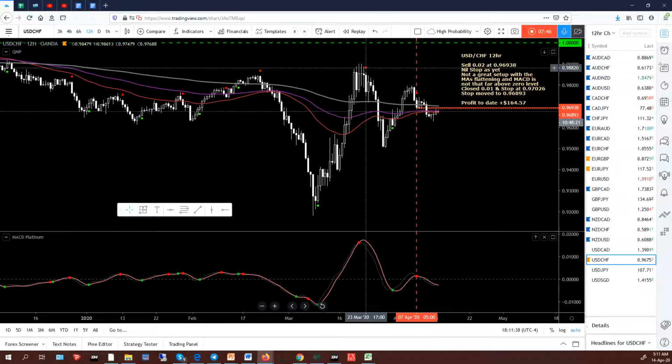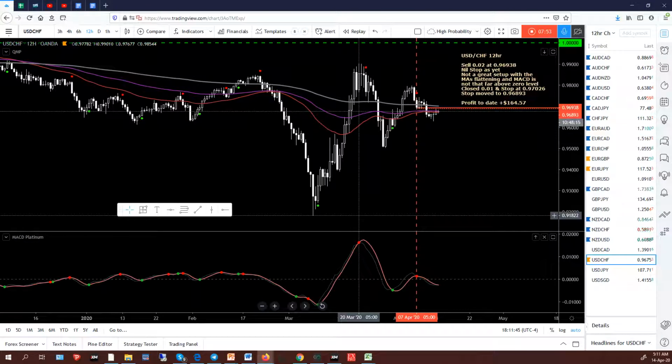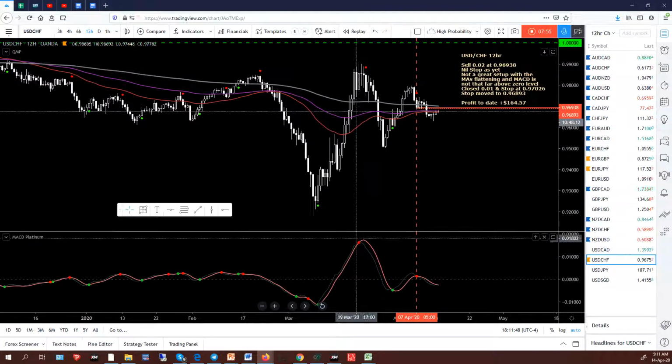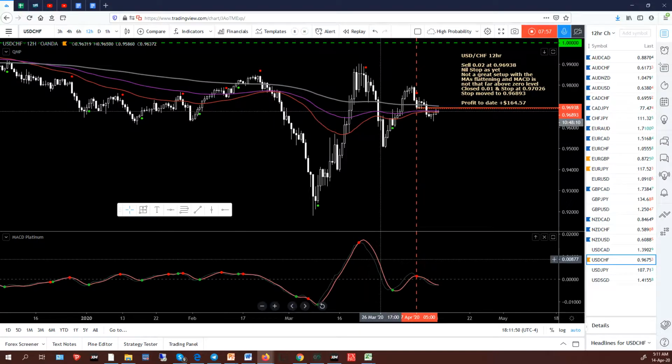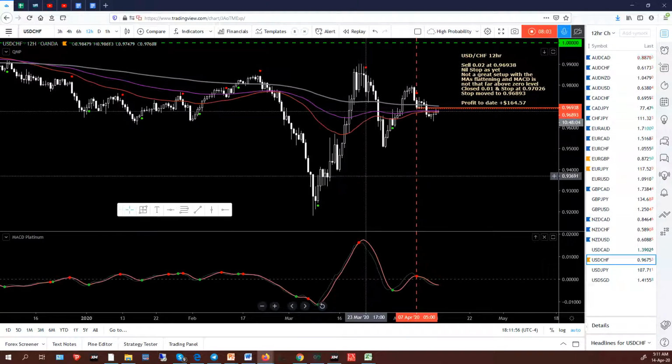And all QMP stands for is Q for QQE. I know it's a lot of letters. And MP for MACD Platinum. That's all that means. So I don't know why I call it filter. It should have been called a QMP.